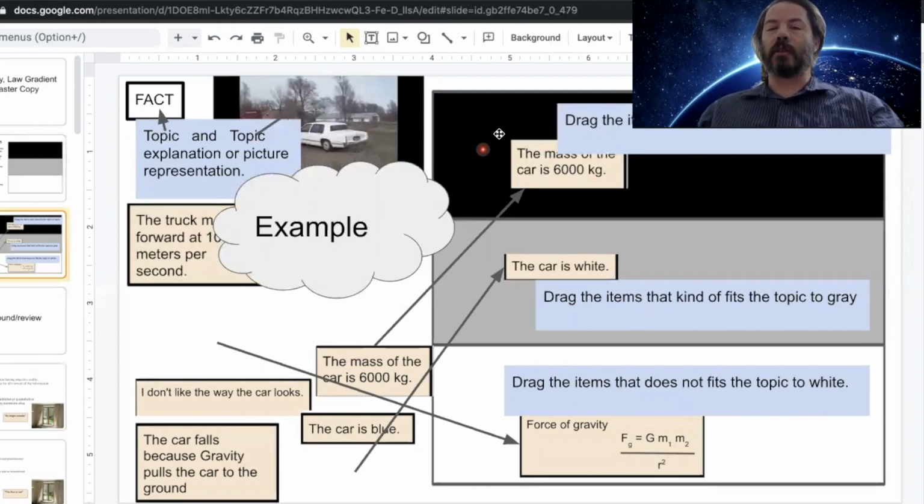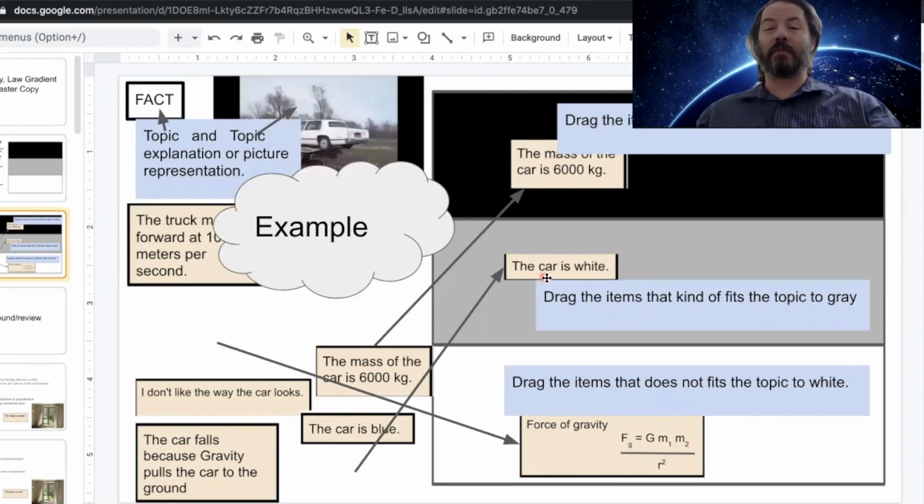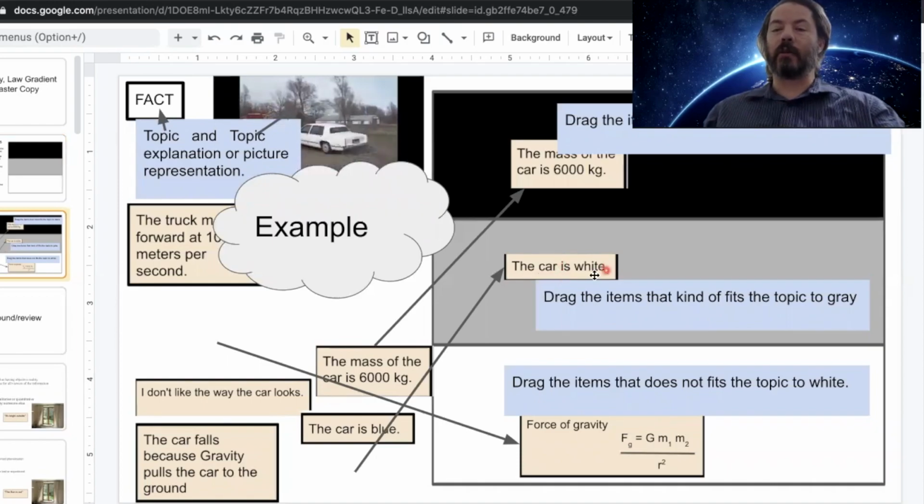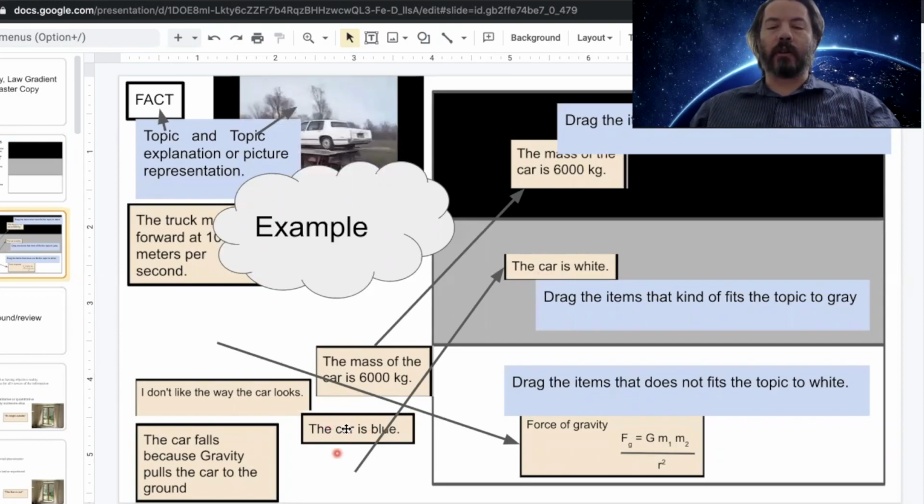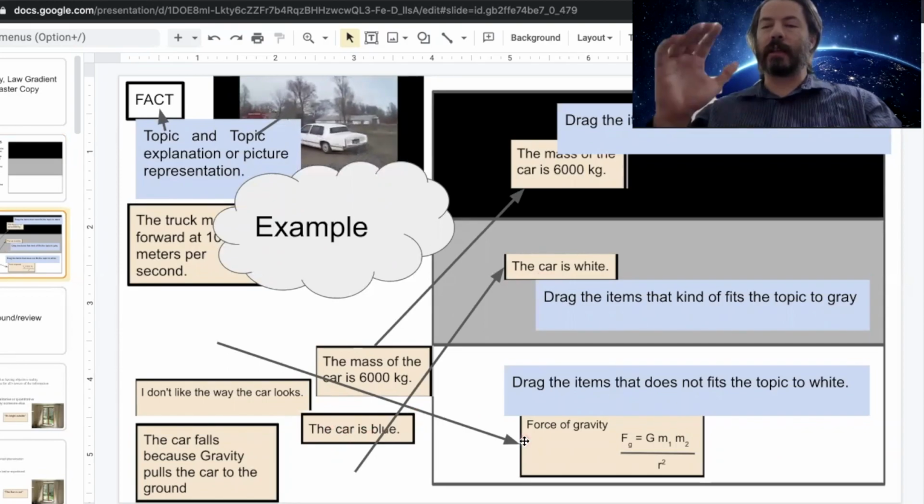This one is a fact, and we've got the car has a mass of 6,000 kilograms. We drag that up to the black box because it fits the most. The car is white. Maybe it does fit. It is a fact, but maybe there's some confusion as to what color the car really is. Maybe it's not completely white. We could make an argument, so maybe I put it in the middle. And while the force of gravity in this equation is true, it's actually a law, so it really doesn't fit the category of a fact. It's going to fit a different category, so I put it down here. We could also put, like, the car is blue. We could put it down here. So that's kind of how it's going to work.